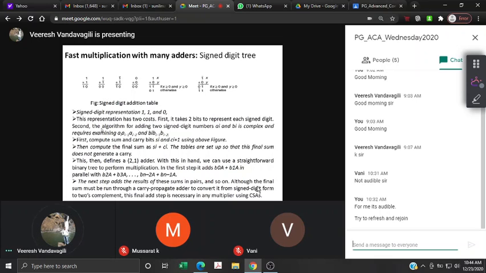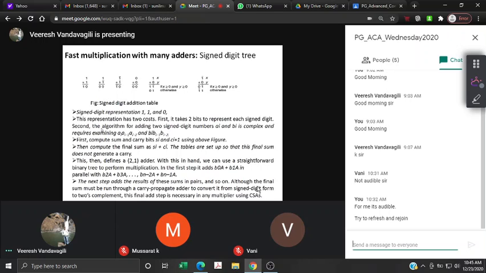First, it takes two bits to represent each signed digit, and second, the algorithm for adding two signed digit numbers a and b is complex and requires examining a_i and a_(i-1), and computing the s_i plus c_i, and then defines the (2,1) adder. With this, we can use the straightforward binary tree to form the multiplication.